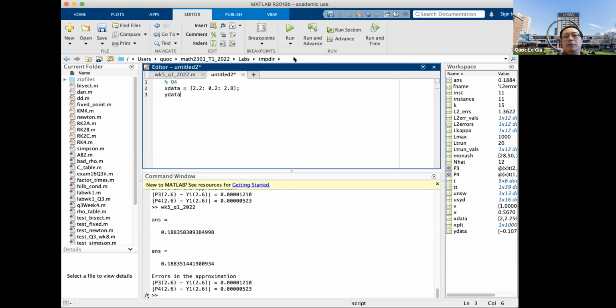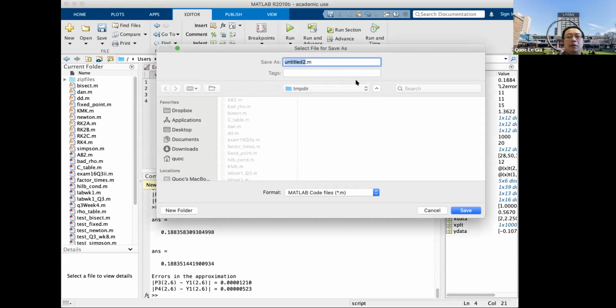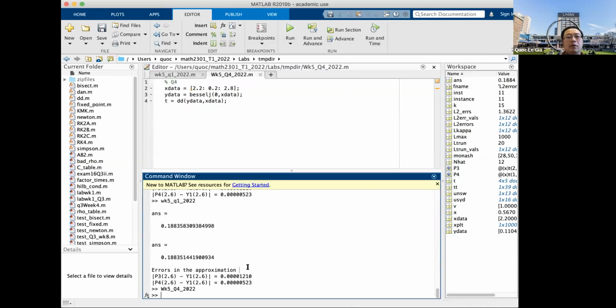And your y data. Remember, this is a Bessel function, Bessel J, order 0. Just look it up. It's another type of Bessel function, and you put in order 0, and now you put in x data. Now you construct a divided difference table: dd of y data, x data. Let me label this one Question 4, 2022. So you run it, and then you get the table T.